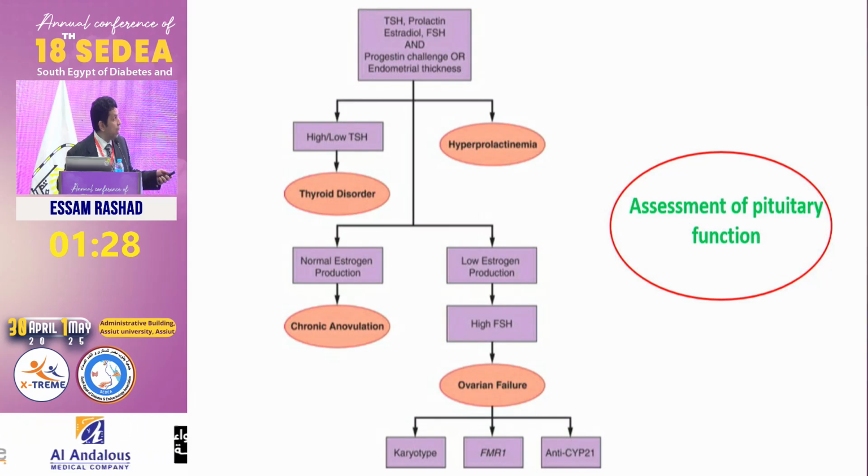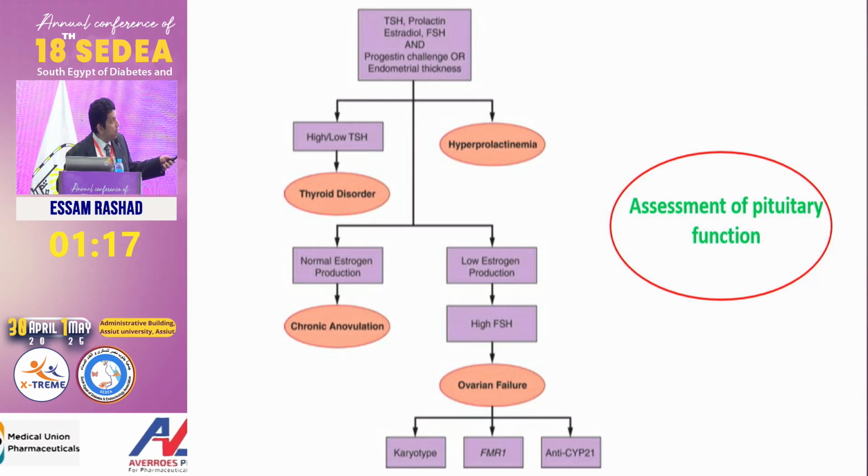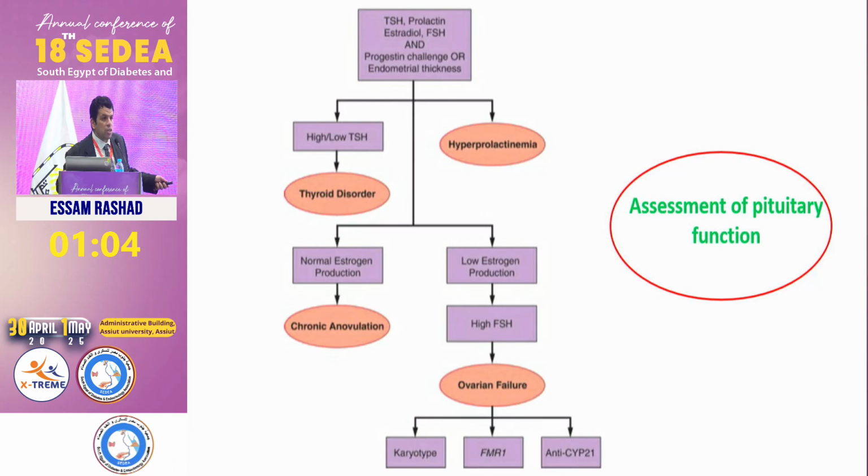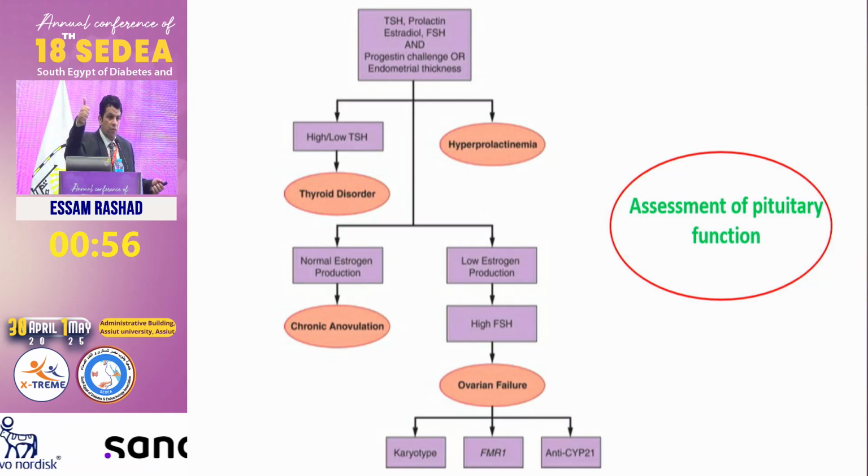We think of the hypothalamus or the pituitary. So again, we measure TSH, prolactin, E2, and endometrial thickness. Thyroid disorder, treat. Hyperprolactinemia, treat. If the ovary is producing normal estrogen, then what we are missing is the progesterone, and this is usually PCOS. If there is low estrogen production, then I need to see what is happening. Why is the ovary producing low estrogen? If the ovary is producing low estrogen, it's either the ovary is in problem, so this is ovarian failure with high FSH, or the ovary is normal but the FSH is low, and this is a pituitary hypothalamic cause.